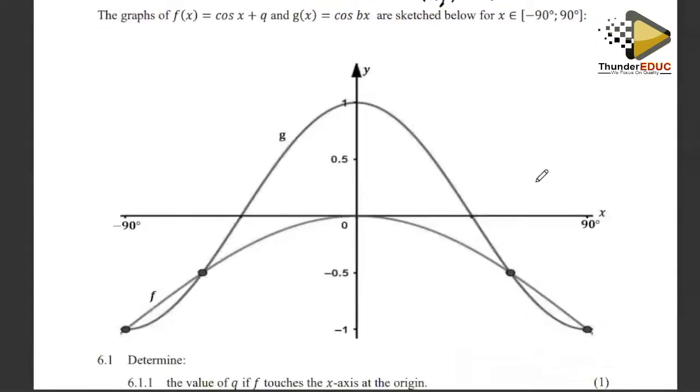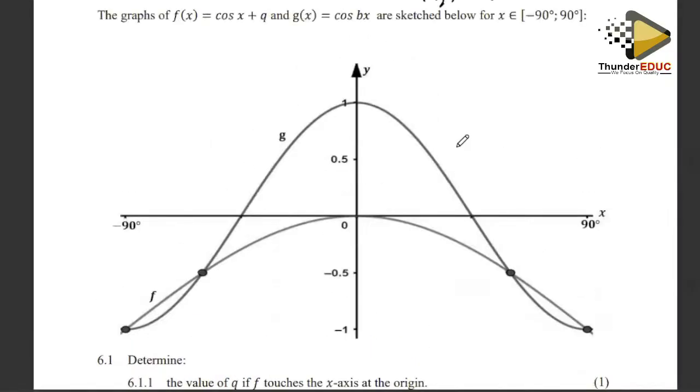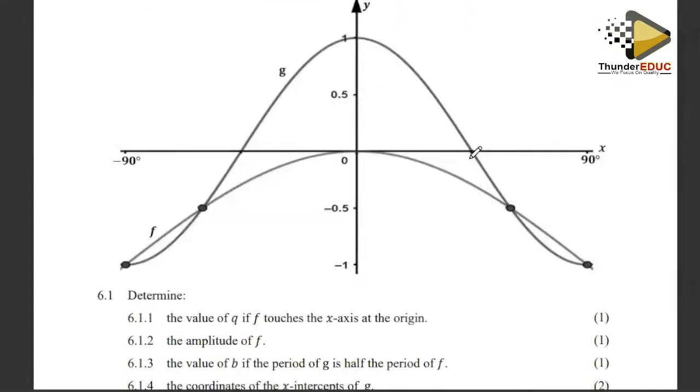All right, question 6, the trig graphs. f of x is that, g of x is that. Between that domain, determine the value of q if f touches the x-axis at the origin. What is q? q is the shift of the cos graph. Wait a minute, we're focusing on f. Find the value of q if f touches the x-axis at the origin.